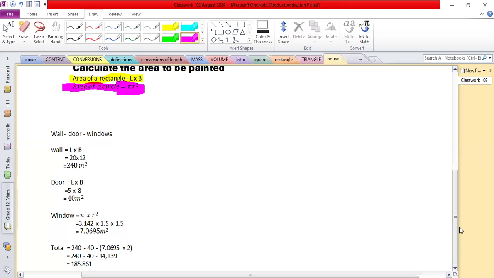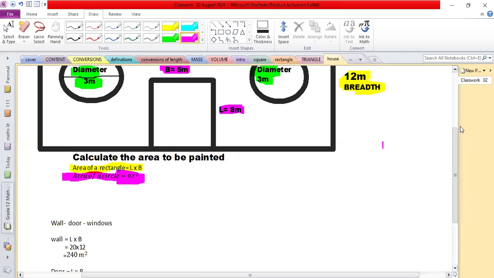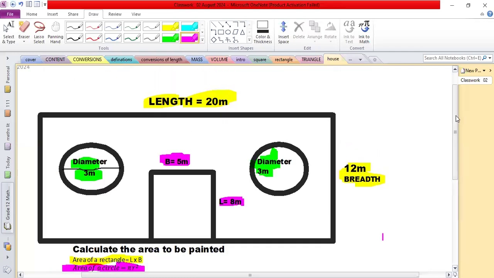But many of you, did you realize your mistake? Your mistake was that you calculated only one window. You did not calculate 2 windows. Many of you calculated only one window. You did not calculate 2 windows. So that was your mistake.